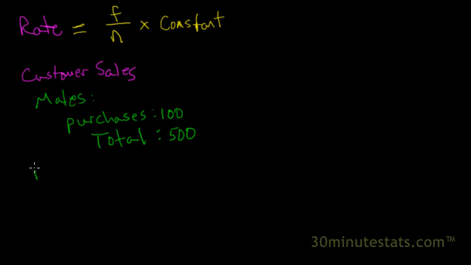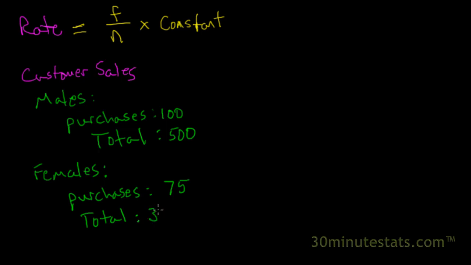Now for females, we look at the database and we find out that females made 75 purchases, and we've got a total of 375 females. Now, if we just look at these frequencies, we might be tempted to say that males purchase more often than females. Certainly, in terms of raw frequencies, there are more male purchases than there are female purchases, 100 versus 75 between men and women.